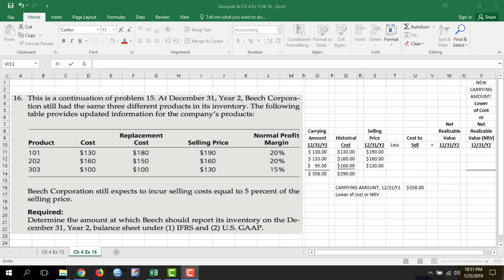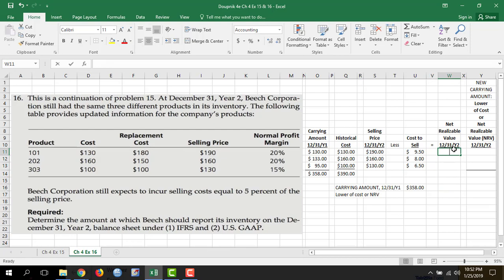We're going to use the same procedures as before, lower of cost or net realizable value. The cost will be the original historical cost, not the carrying amount at the end of year 1, which we calculated in exercise 15. I'm going to calculate the cost to sell the same way I did before in exercise 15. I'll take the selling price here for product 101 of $190, multiply that by 5% to get a cost to sell of $9.50, and we'll do the same calculation for the other 2 products.